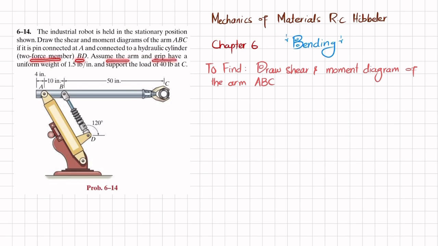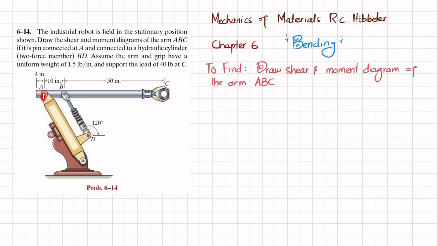Assume the arm and grip have a uniform weight of 1.5 pounds per inch and support a load of 40 pounds at point C. So you can see this is a robotic arm, and at point C you have a load of 40 pounds that is acting downward. The uniform weight of this arm is 1.5 pounds per inch over the length of this arm, and it is pin supported at point A.